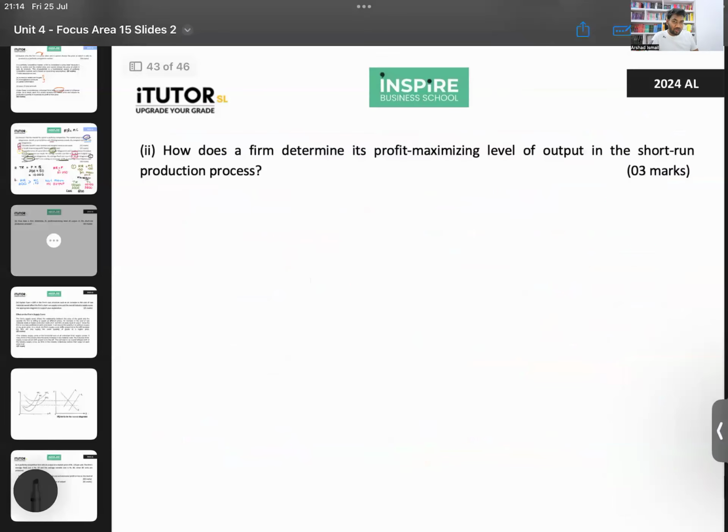Whether you make a profit or not depends on your total revenue and total cost. But being at MR equals MC means you're at least at your best possible situation. If it's a loss, it's the smallest loss. If it's a profit, you're at the highest possible profit.